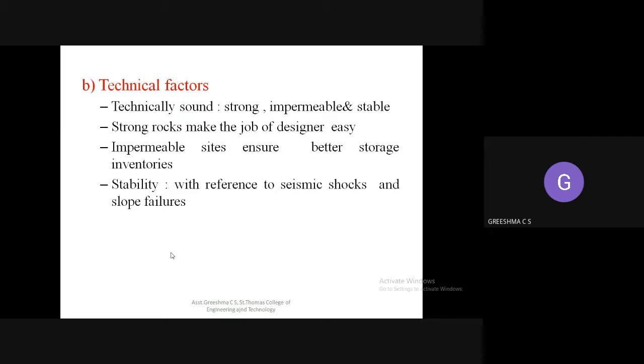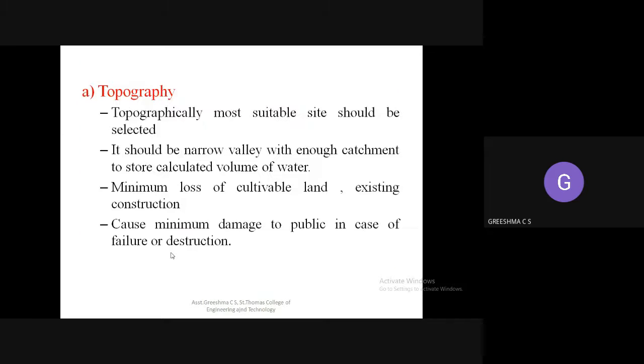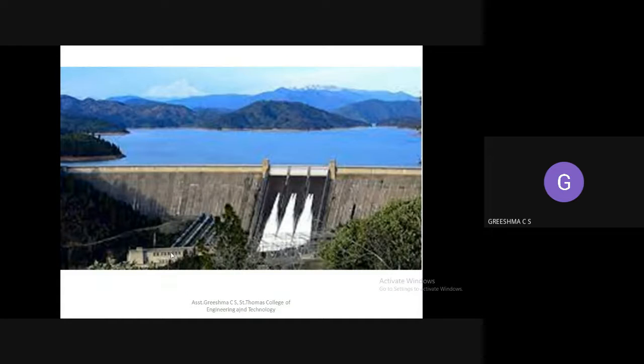Strong rocks make the job of the engineers easy. If it is a strong rock, the job is pretty easy. You can see it from this picture. So it should contain strong rocks. That means the basement should be very strong.